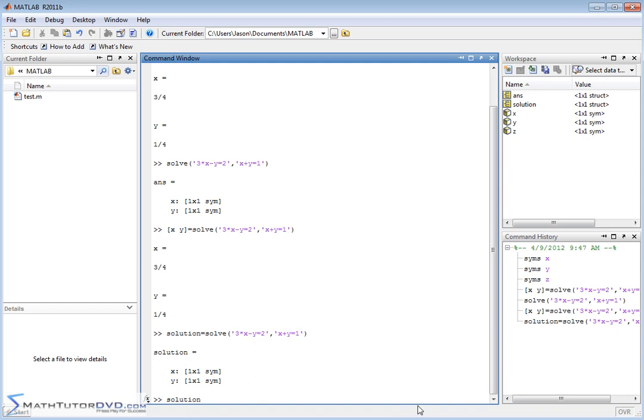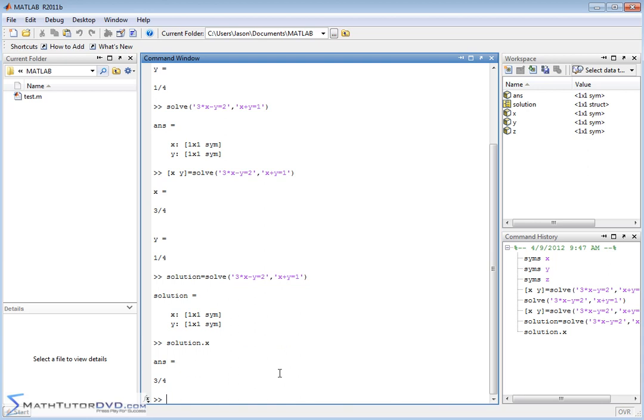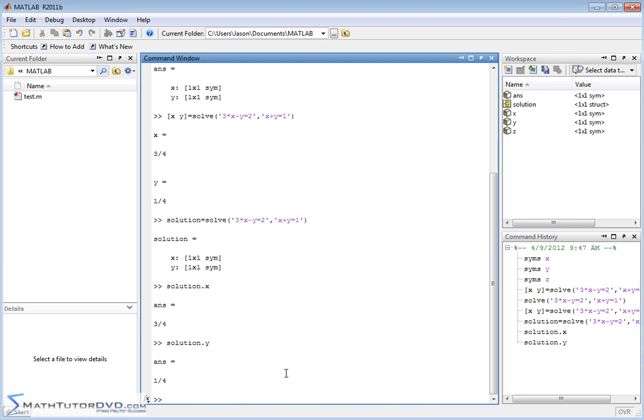Solution contains x and y. So to get at the x value, you say solution.x, and it gives you a value. Solution.y gives you the other value. When I'm trying to teach you by example how MATLAB works, if you take the solve algorithm, it's going to spit out two answers. One is x and one is y.